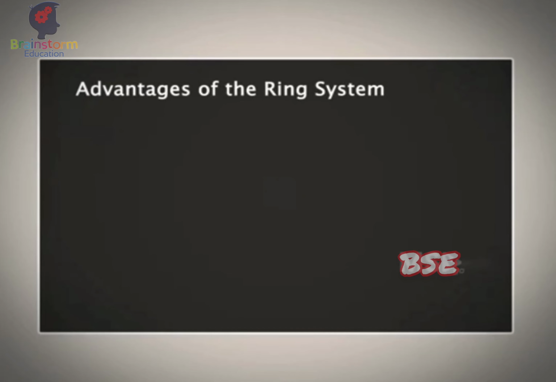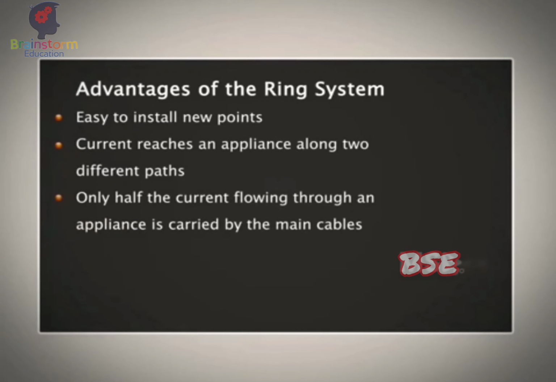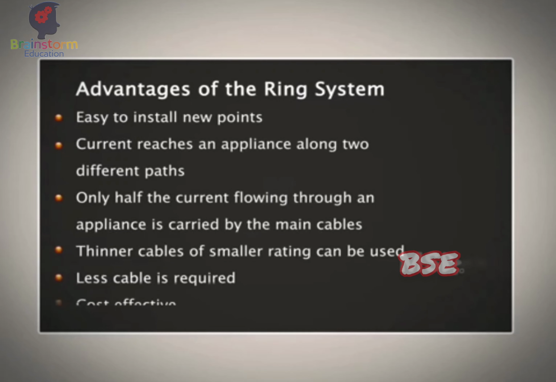Advantages of ring system: it's easy to install new points. Current reaches an appliance along two different paths. Only half the current flowing through an appliance is carried by the main cables. So thinner cables of smaller rating can be used. The length of cable required is smaller, so it is more cost-effective.